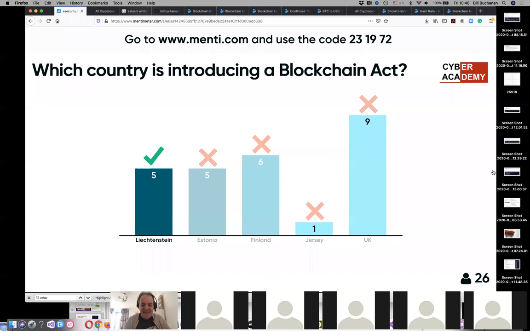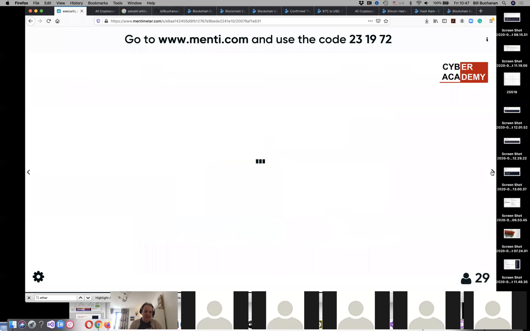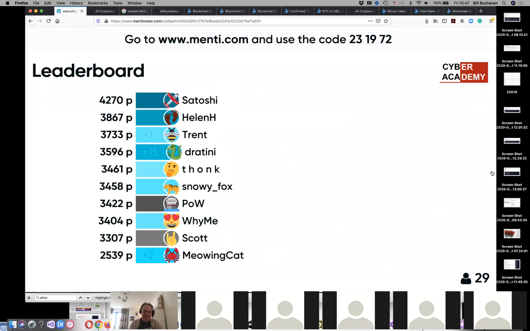It's Liechtenstein, of all places. So they introduced some certainty and some regulation on blockchain type operations, especially focused on cryptocurrencies. That may change it a little bit.